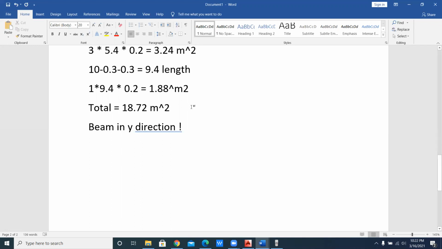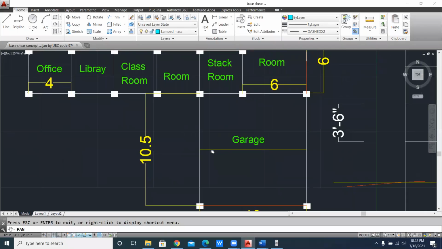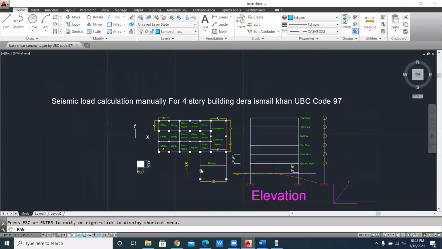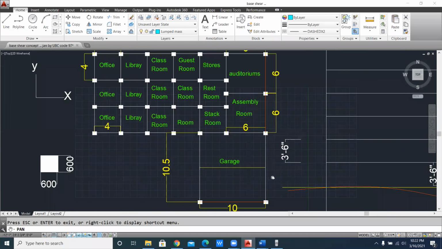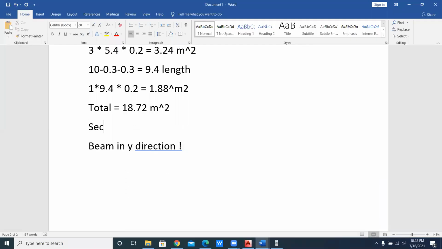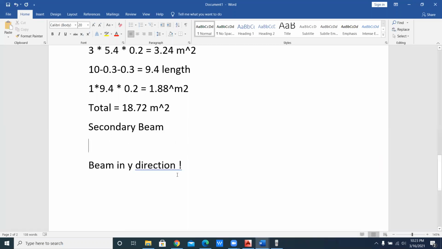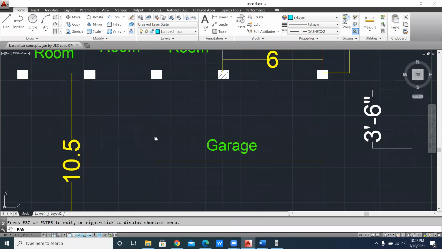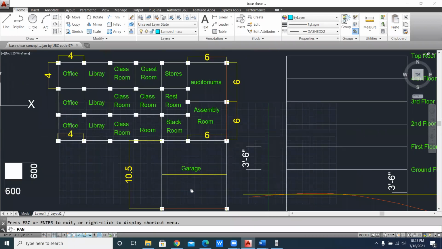Sorry, I forgot one thing more. You can see that in the x direction a secondary beam is applied here. So how do we apply the secondary beam? As I already told you, the dimension of the secondary beam is always less than that of the primary beam. What is the primary beam and what is the secondary beam? The primary beam occurs from column to column, and the secondary beam always lies from one beam to the other beam.